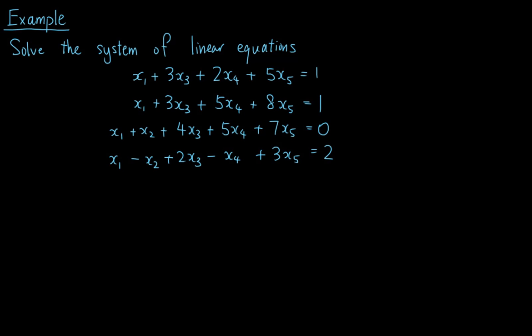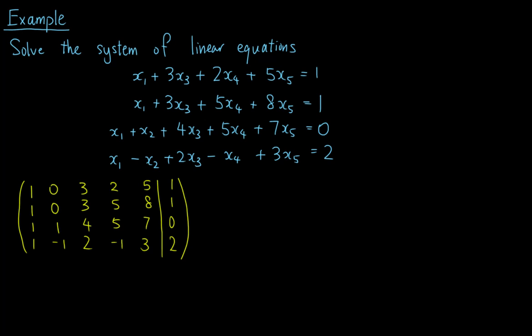Now, let's see some examples of how we can solve systems of linear equations using Gaussian elimination. As usual, we first write the system in the form of an augmented matrix. We observe that all entries in the first column are 1, so the first step that we have to do is to subtract row 1 from all the other rows. So we replace row 2 by row 2 minus row 1, and replace row 3 by row 3 minus row 1, and replace row 4 by row 4 minus row 1.